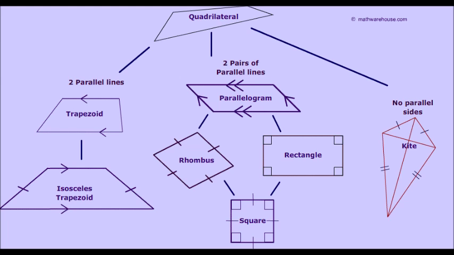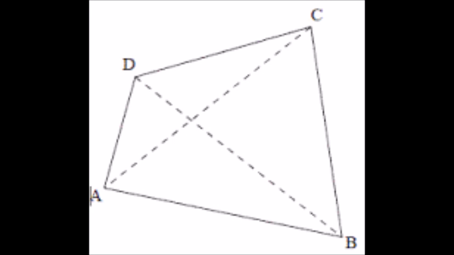So you have the normal one, trapezoids, and then specific trapezoids. Kites, and then parallelograms, which are divided into rhombuses, rectangles, and squares. So this is a general quadrilateral, and all the features of all quadrilaterals are that they each have 4 sides and 4 interior angles.